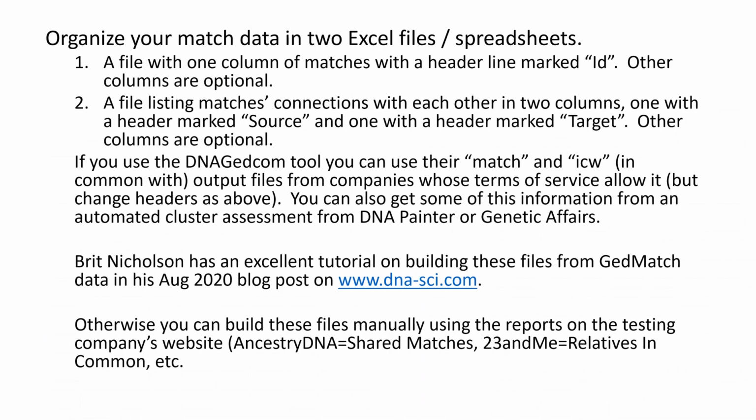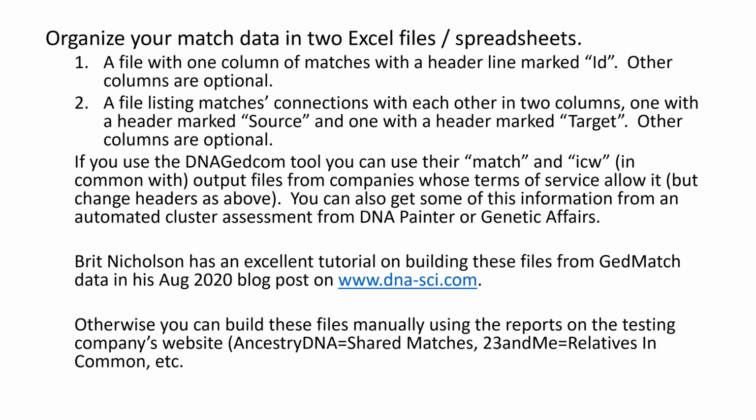I'm just keeping track here that you need two files, one with a column of matches and the other one with the match connections, the in common with information. Now you can get these automatically from the DNA GEDCOM tool if you've been able to download your information from the testing companies, because not all of the terms of services allow that. Ancestry, for instance, does not, or does not now allow it. So if you can't get the information from an automated method, you can get it from a cluster assessment. You can use DNA Painter, Genetic Affairs, or DNA GEDCOM for that.